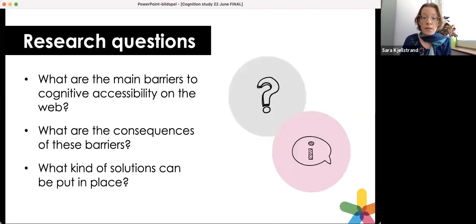So the research questions that we are looking at in this phase of the study are: what are the main barriers to cognitive accessibility on the web? What is a barrier in this context, in fact? And what are the consequences of these barriers? And also, of course, what kind of solutions can be put in place to have a more cognitively accessible web?